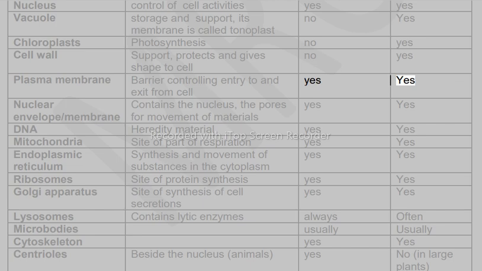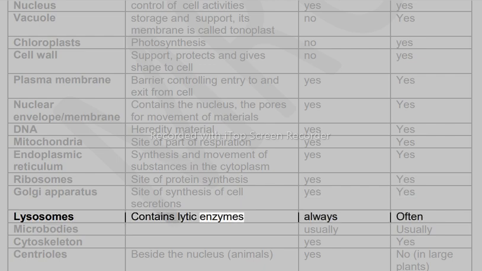Nuclear envelope or membrane: contains the nucleus, with pores for movement of materials. DNA: heredity material. Mitochondria: site of part of respiration. Endoplasmic reticulum: synthesis and movement of substances in the cytoplasm. Ribosome: site of protein synthesis. Golgi apparatus: site of synthesis of cell secretions. All present in both animal and plant cells.